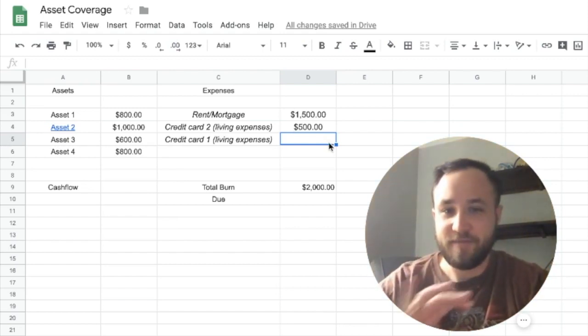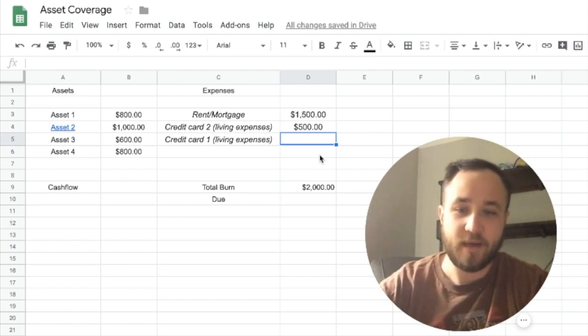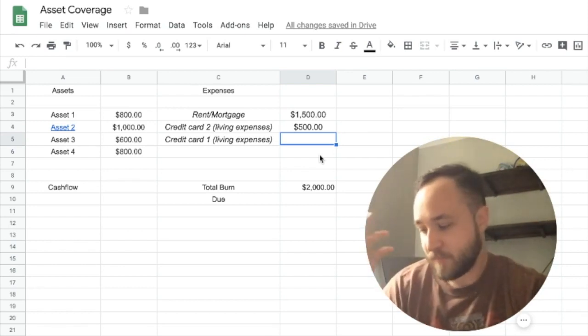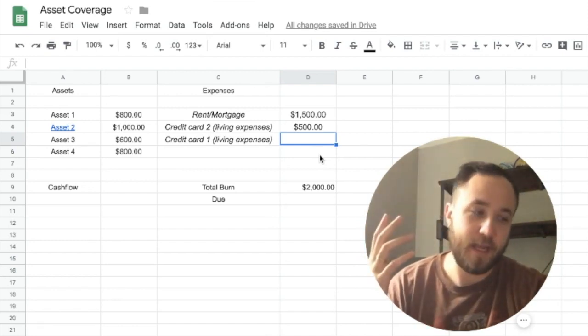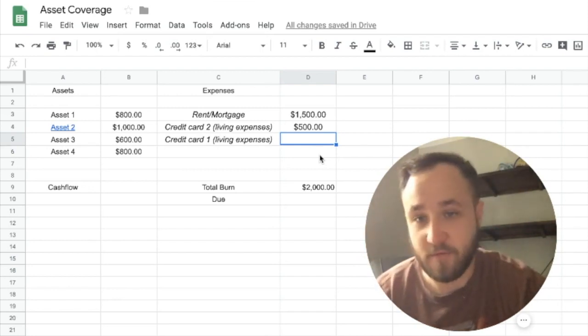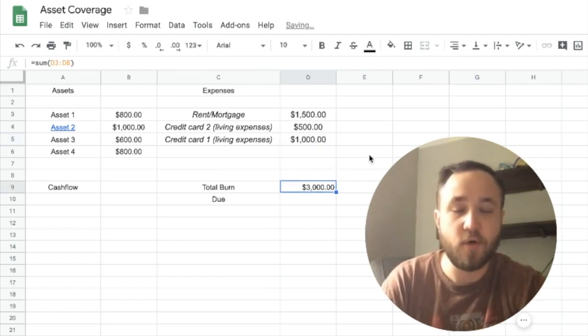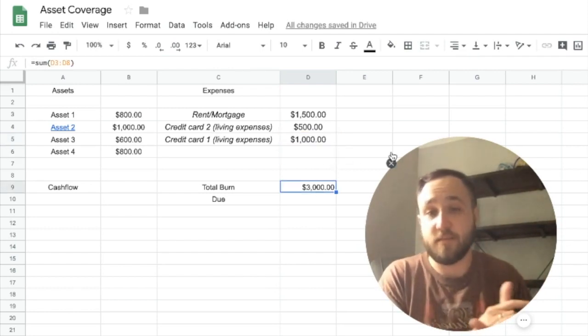Once again, not financial advice, but credit card number one here, let's just go ahead and say that you're using this for your gym membership and groceries every month, we'll say. So we're gonna go ahead and do $1,000 a month for that. So your total burn as a person is $3,000 a month.